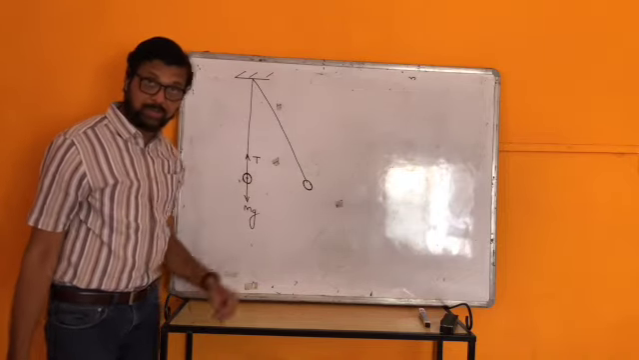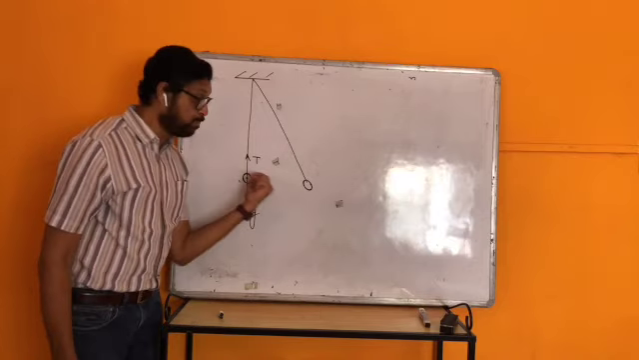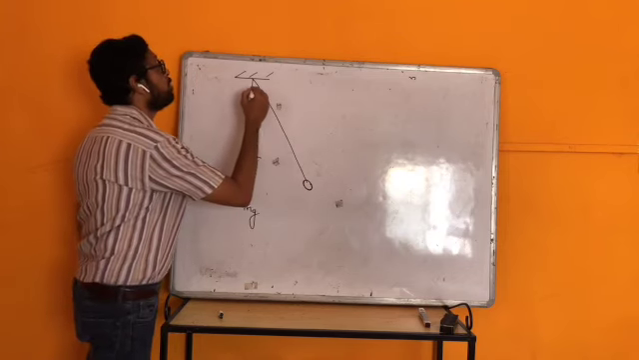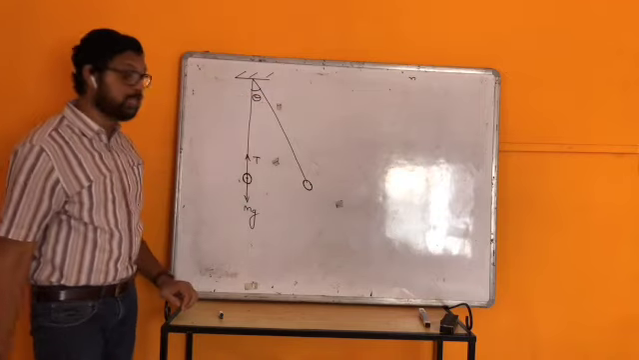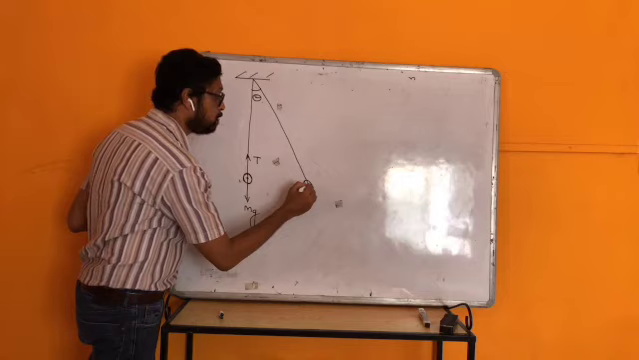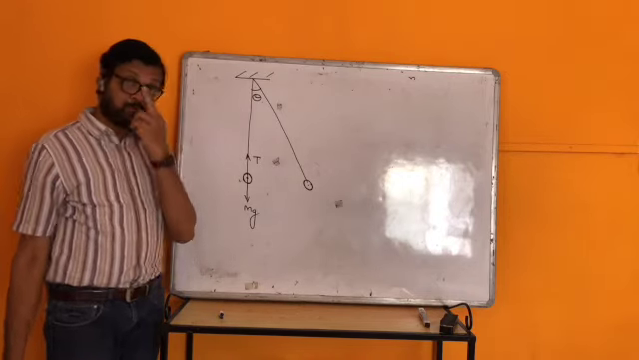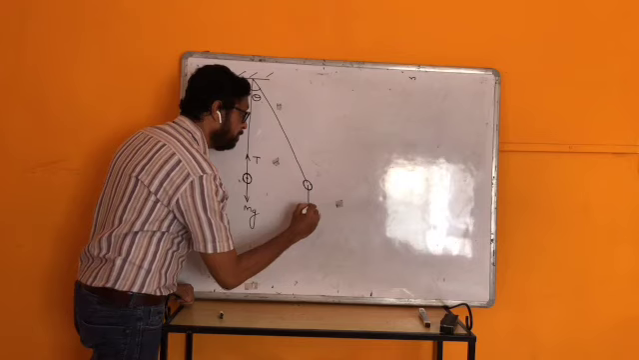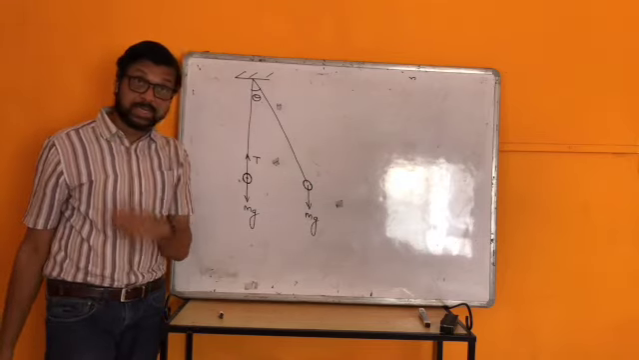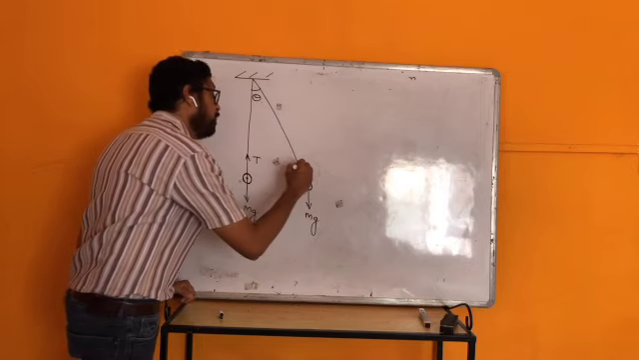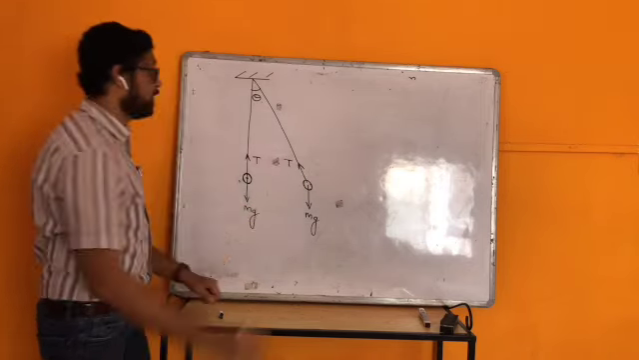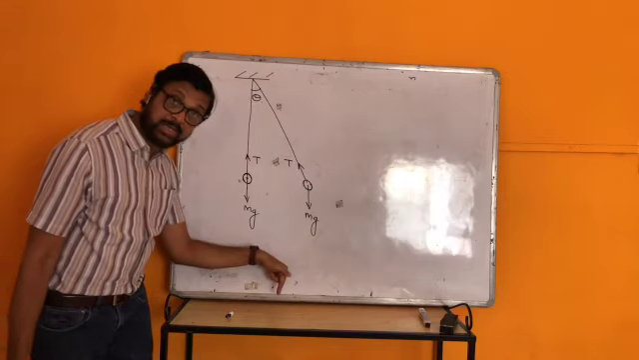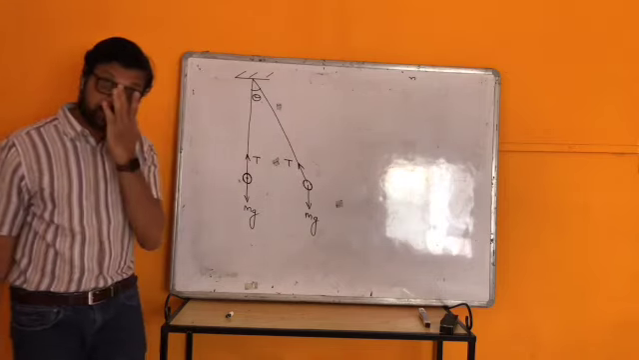I pulled it a lot just now, but you should not pull it that much, you have to displace it slightly. I showed it larger so that you get a clear idea. So suppose you displace it through an angle theta. Now in this position, what are the forces acting on the bob? One is its weight mg, which acts vertically downwards, and another is tension in the string, T. So two forces are acting: weight of the bob vertically downwards and tension in the string along the string.